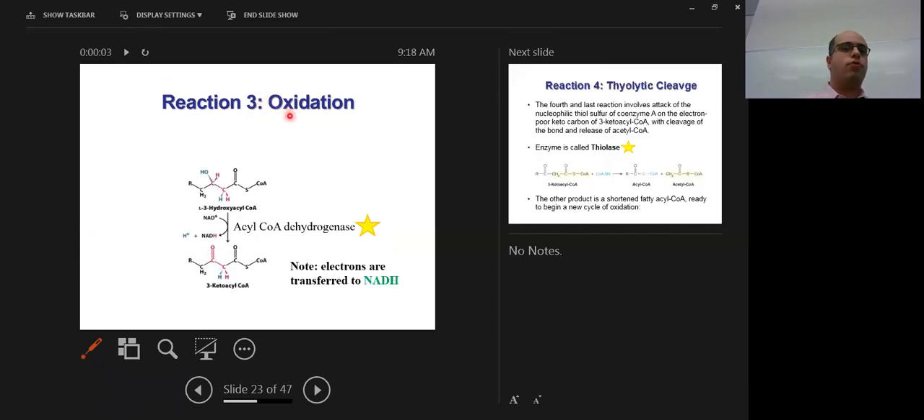Part 3 now, we have a dehydrogenase that comes in again. It will remove the protons, we create some water, and we will also transfer electrons to NADH. And now you can see we have a new carbonyl bond.